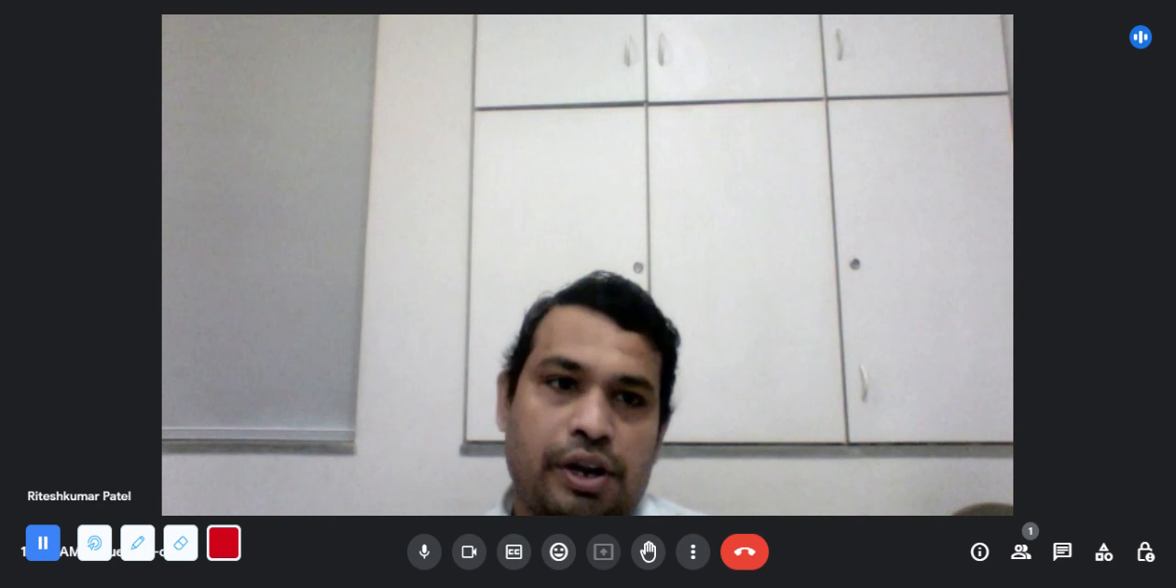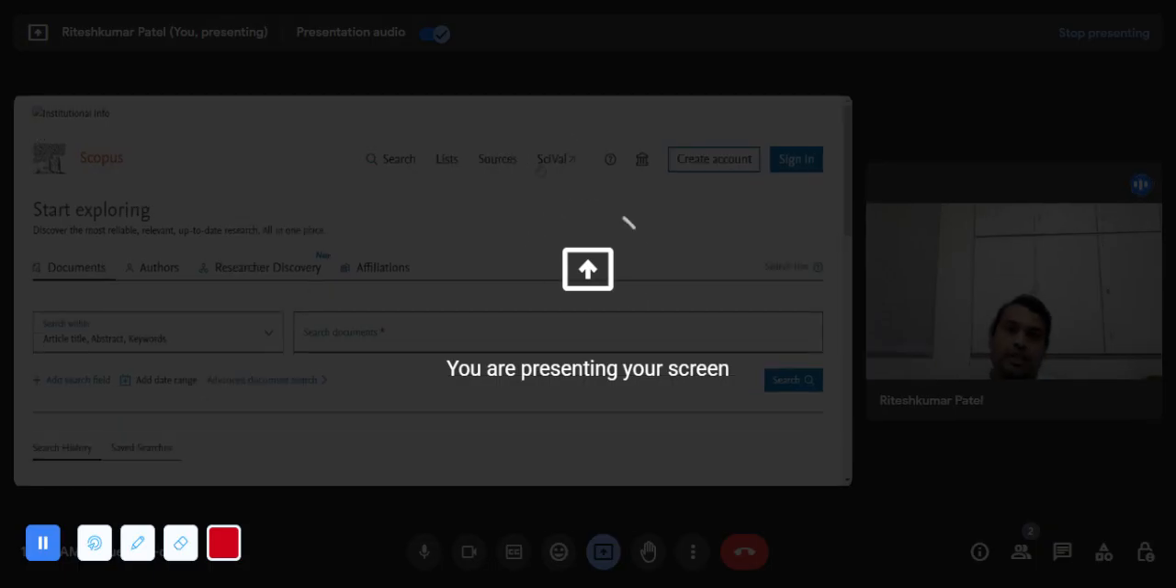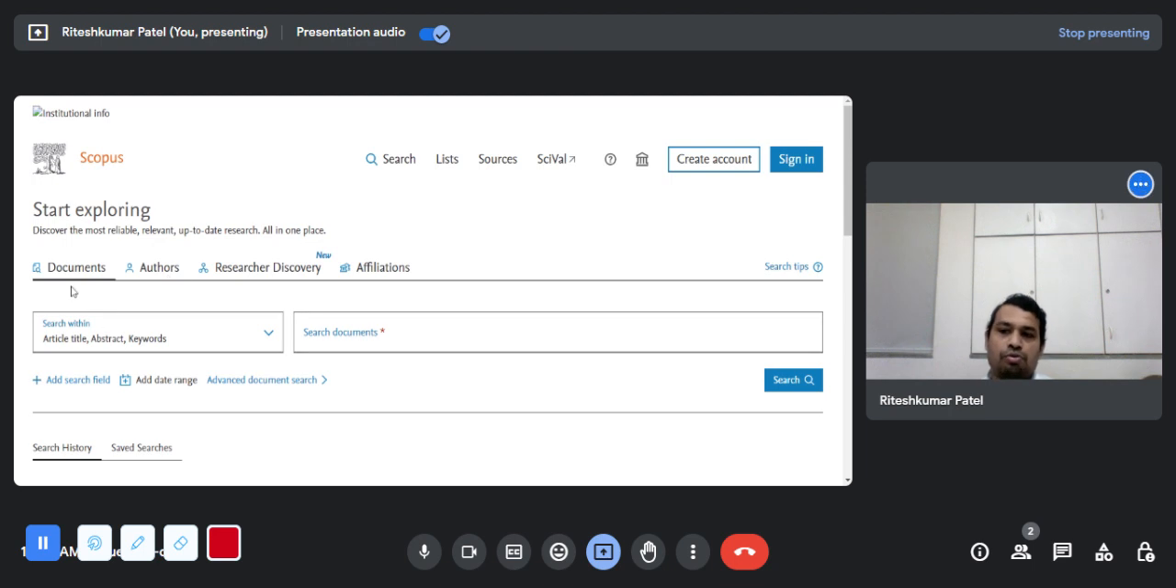Okay, so when you open Scopus, you will get this kind of screen. Here there are documents, authors, researchers, discovery, and affiliation. We will go to documents. Under documents, we have so many options available, but we will select the article title, abstract, and keywords. Instead of selecting only the article titles, we will capture the article title, abstract, and keywords. That gives a better idea.